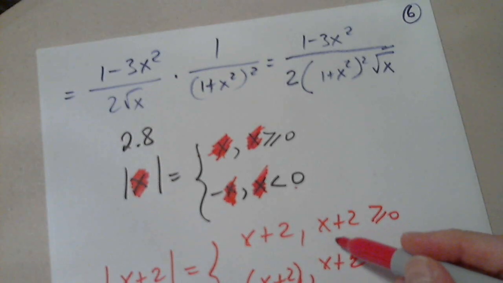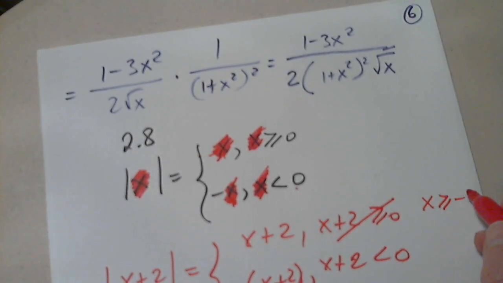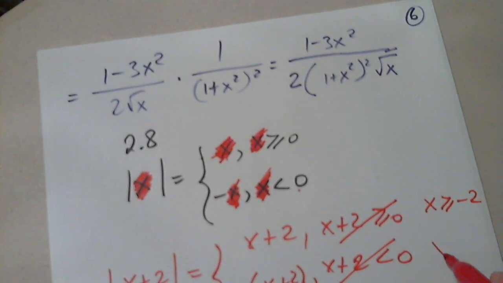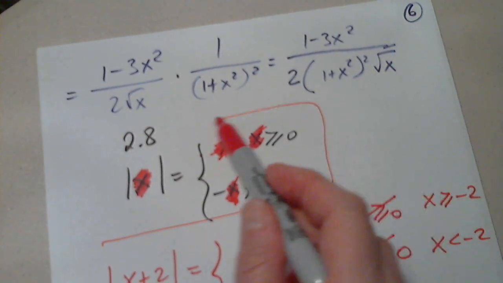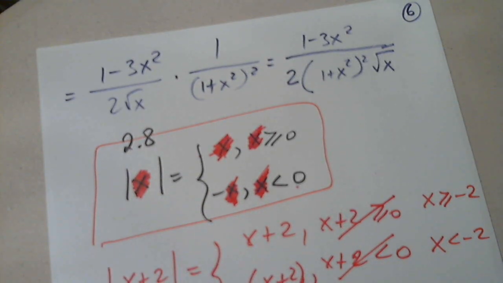Yes, this is not acceptable. I have to write it as greater than or equal to negative 2. This is not acceptable. I have to write it as negative x less than negative 2. But the pattern is the same. I'm using the formal definition of the absolute value for any expression.